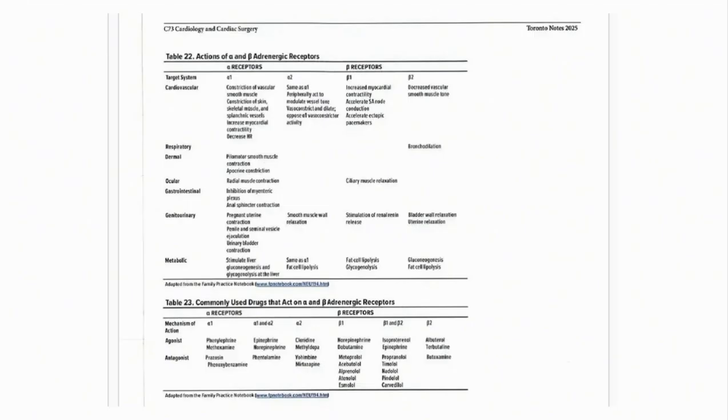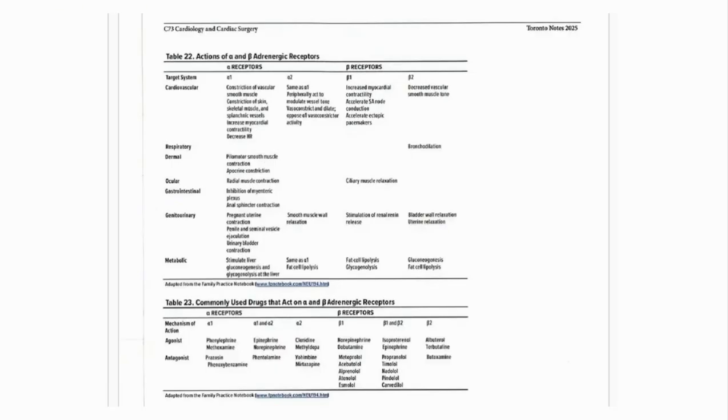Non-selective beta agonists, examples include isoproterenol and epinephrine. These stimulate both beta-1 and beta-2 receptors. Clinical effects include increased heart rate, increased contractility, and bronchodilation. Epinephrine is the drug of choice for anaphylaxis, cardiac arrest, and severe asthma exacerbation.